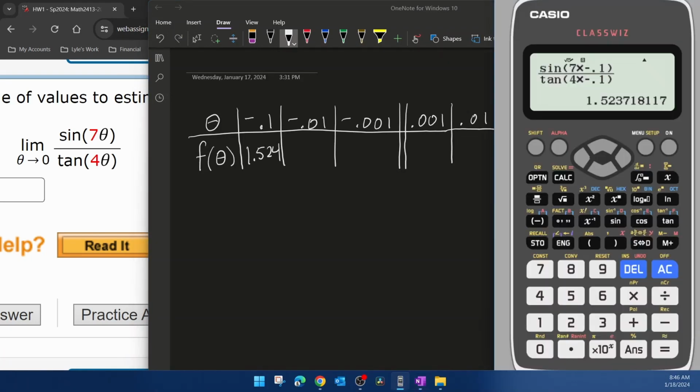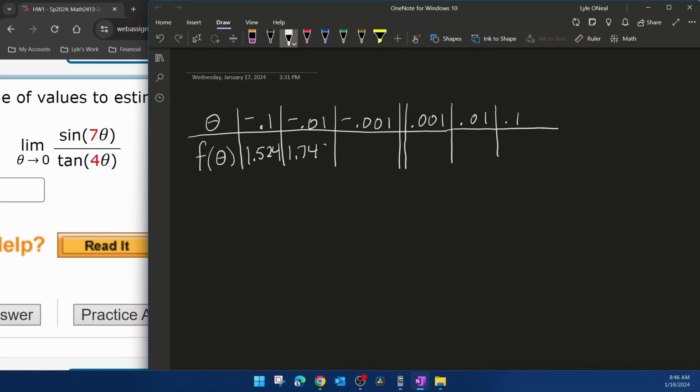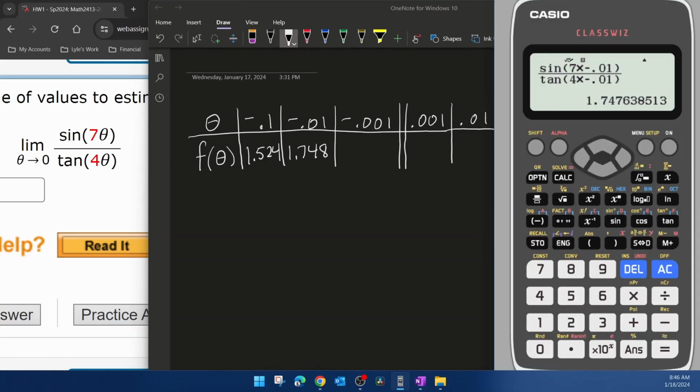And then with the Casio ClassWiz, it makes it super easy to edit what we entered. Instead of having to type the whole thing over again, we just edit our thetas to negative 0.01 and recalculate. 1.748 rounded. And if we do this one more time, throwing in another 0, 1.7499. So that would be 1.750 rounded.